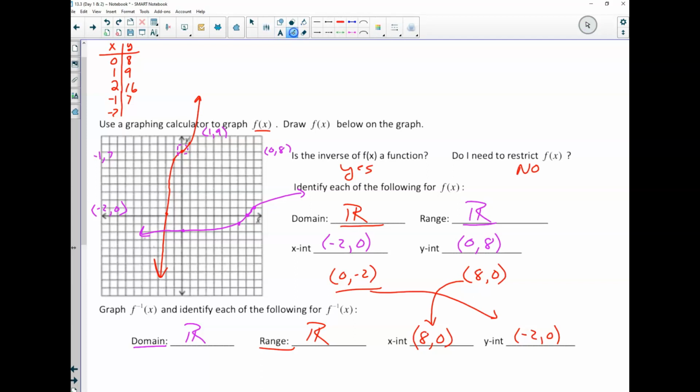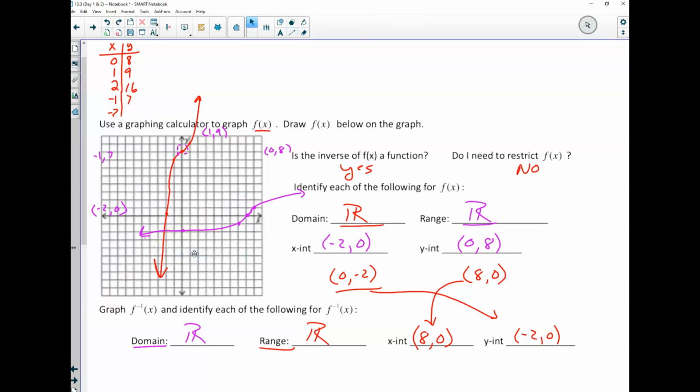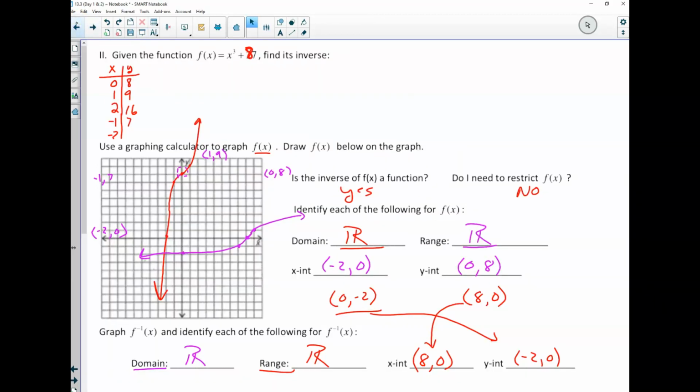And even if I drew my y equals x line in here, I can see it is beautifully reflected across that. It's a nice reflection across that. So it is a function. Okay, I'm going to delete that off of there. And then all I want you to do is, check this out.